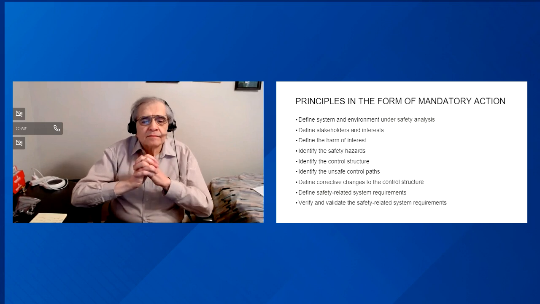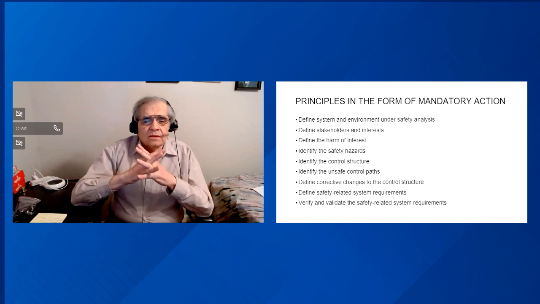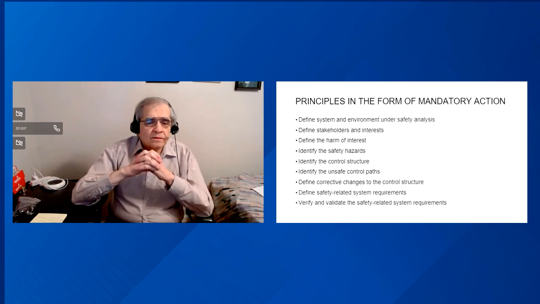Obviously, define the system and the environment under safety analysis. Define the stakeholders and their interests. Define the harm of interest. I already touched on that earlier. Identify the safety hazards.